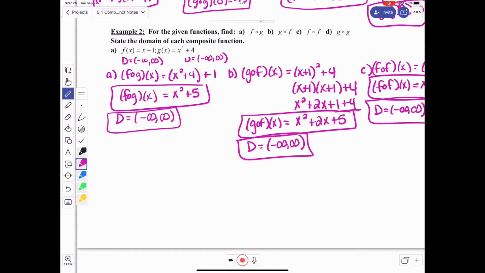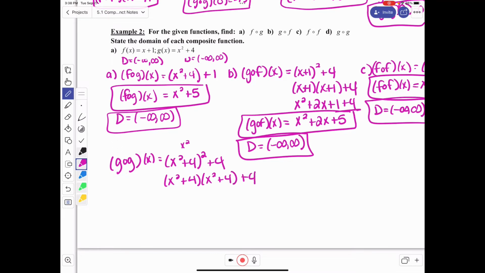And then for D, I'm doing g of g of x, so I'm plugging g into itself. So I have the x squared plus 4, and that's being squared, plus 4. Okay, so that's where that x squared was going right there. So if I simplify this, I am writing this out twice, and then plus 4. So I need to square that. I need to FOIL that out.